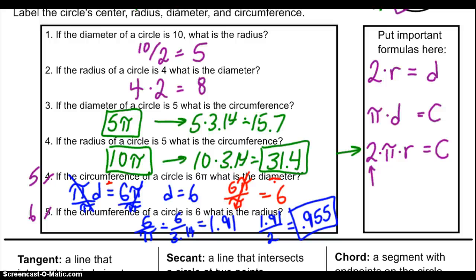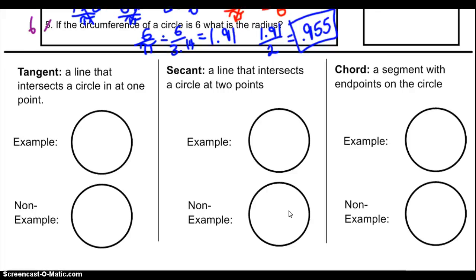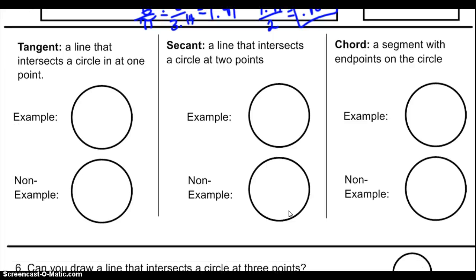Now we're going to learn some terms that you might not have learned: tangent, secant, and chord. These are 3 special lines that appear on circles. A tangent is a line that intersects a circle at one point. For example, this right here is a tangent if it hits that circle at that one point. This is another tangent. It hits the circle at one point and goes away. It just skims the circle just like that.